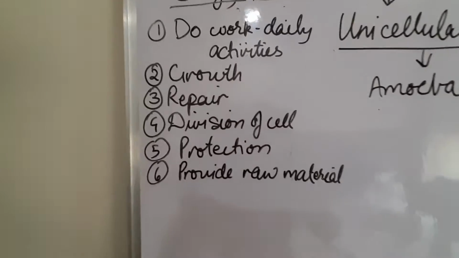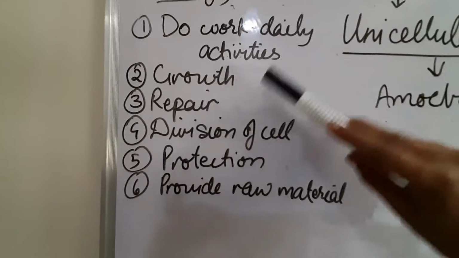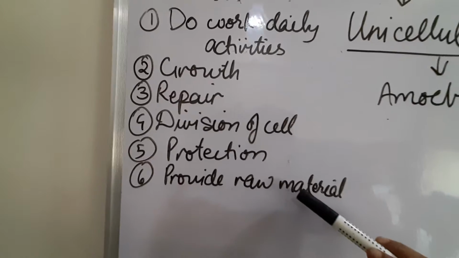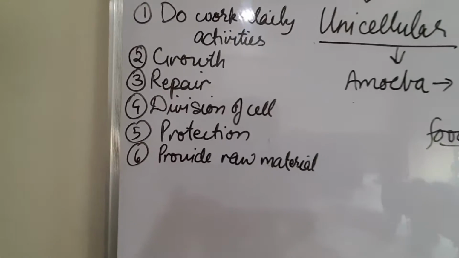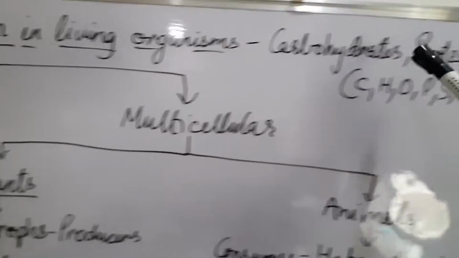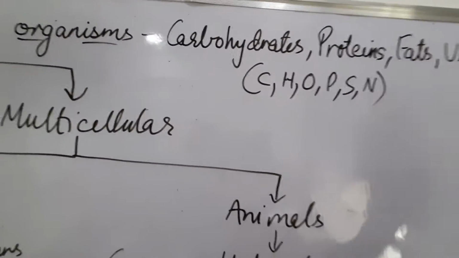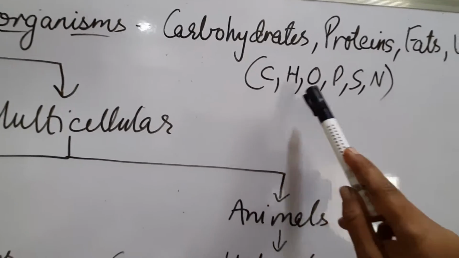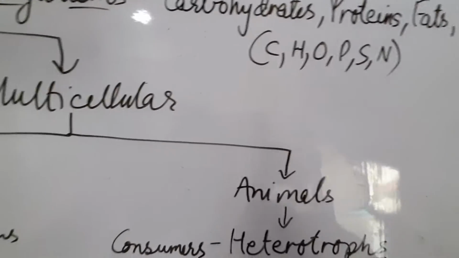What is this energy needed for? It is needed to do our work daily, for growth, for repair, for division of cells, for protection, and to provide raw material. Now, this nutrition is nothing but carbohydrates, proteins, fats, vitamins and minerals. You know the composition that they are made up of: carbon, hydrogen, oxygen, phosphorus, sulfur, nitrogen.